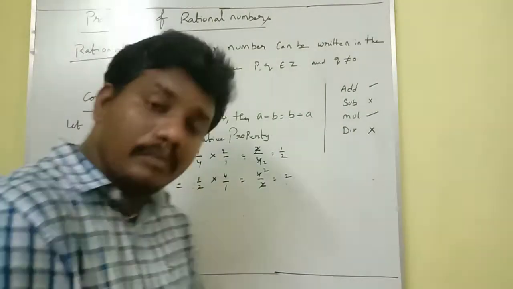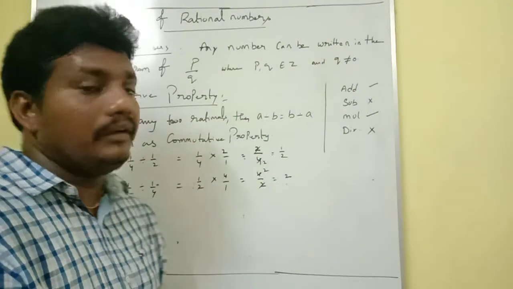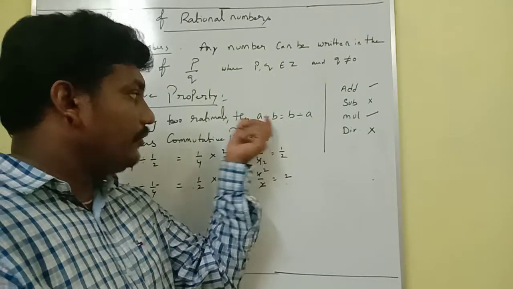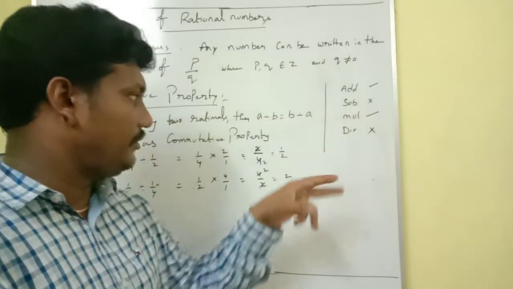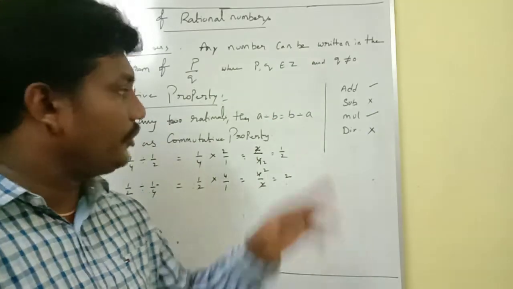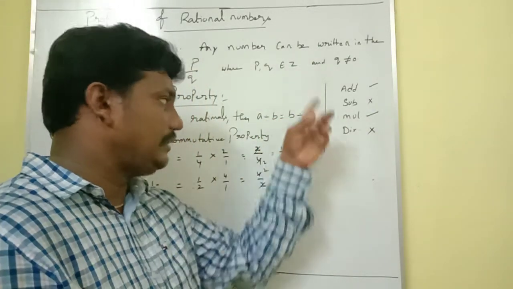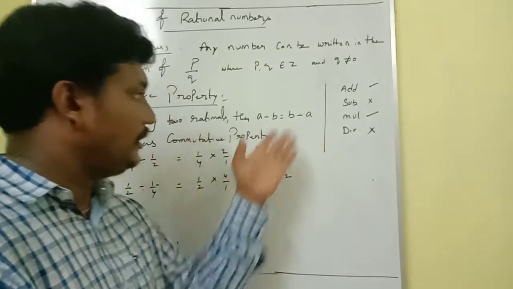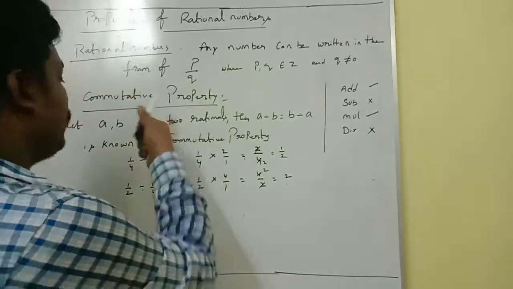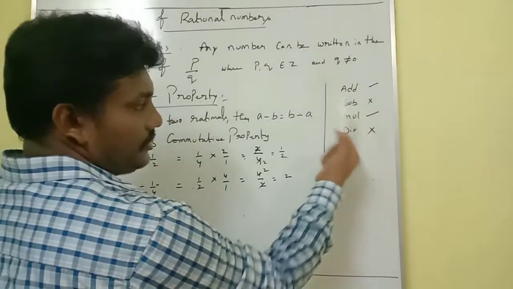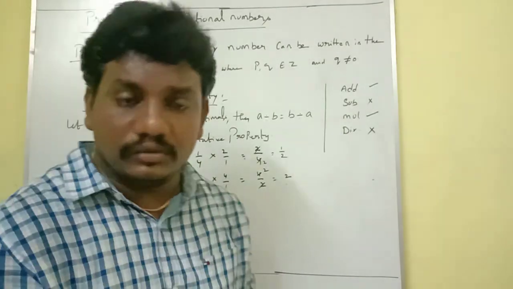So what is the commutative property now? What do we understand from the commutative property? The commutative property is nothing but this: if we do one operation, either addition, subtraction, multiplication or division, between any two numbers, and we interchange the numbers with the same operation, if we get the same answer, then it is suitable. If we do not get the same answer, then it is not suitable. So under the commutative property, addition and multiplication are suitable, while subtraction and division are not suitable. I hope you understand.